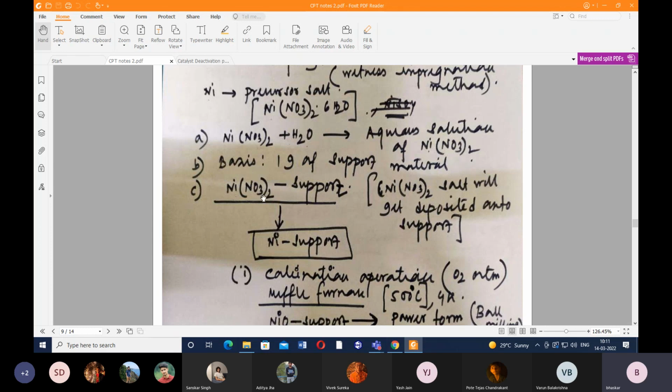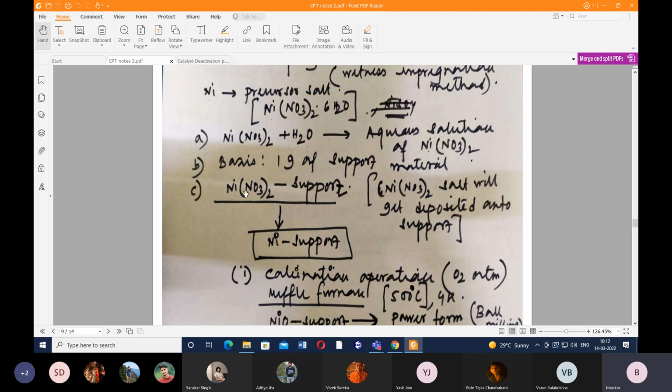Since we have 2 nitrate anions here, and the nitrate anion has -1 oxidation state, -1 multiplied by 2 gives you -2. So it has to be +2. So in nickel nitrate, nickel has +2 oxidation state. However, our catalyst is nickel on the support. That means nickel has to be in the 0 oxidation state. So how can we accomplish this?